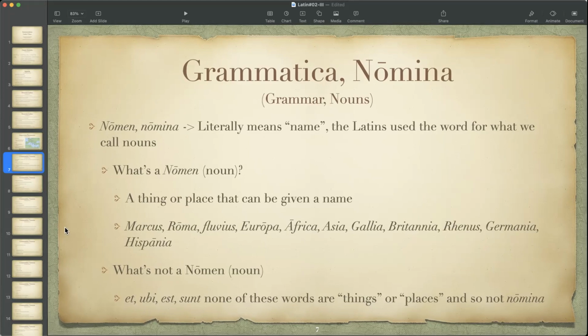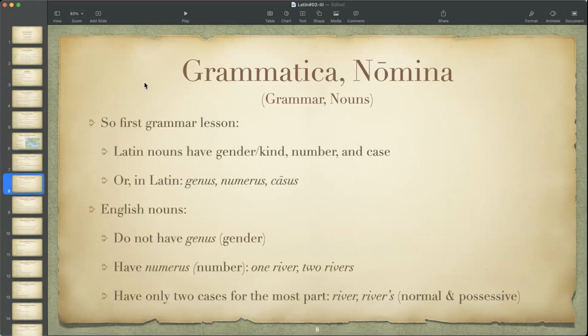Okay. Now, first grammar lesson. Nomina, nouns. Latin nouns have gender or kind, number, and case. Or in Latin, genus, numerus, and casus. Genus, have you ever heard of genus and species in biology class? You know, this plant is something, something, two words, genus and species, or okay, Tyrannosaurus Rex, genus and species. But genus in Latin can mean gender or kind.